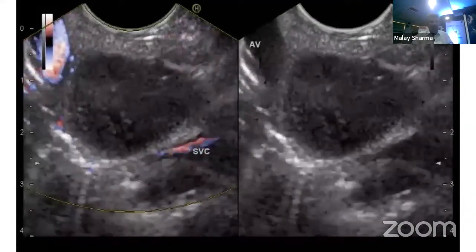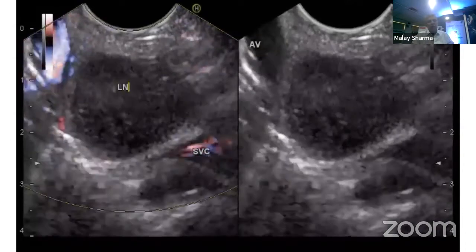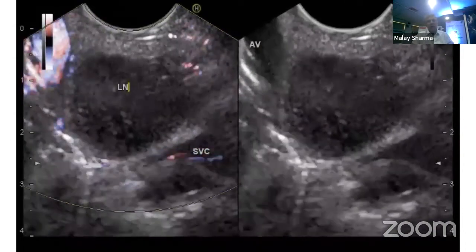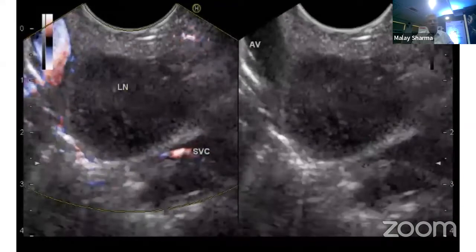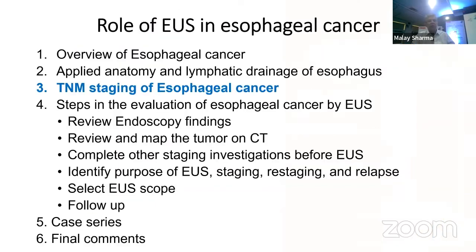This is a case which shows the joining of the azygos vein into the superior vena cava, and this particular lymph node is above the lower border of the azygos vein and seen on the right side and is labeled as 4R. So this is the general pattern of lymphatic drainage that we have explained, that you have the bronchomediastinal trunk apart from the thoracic duct going in a cranial direction and ultimately joining.